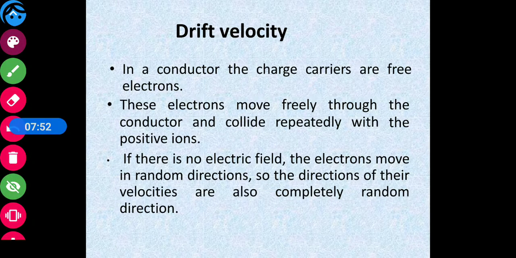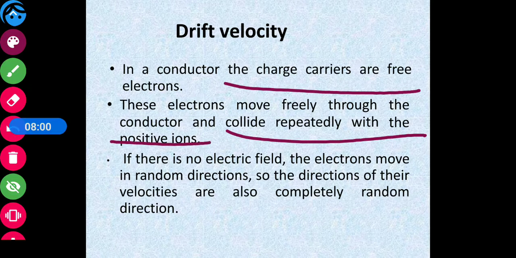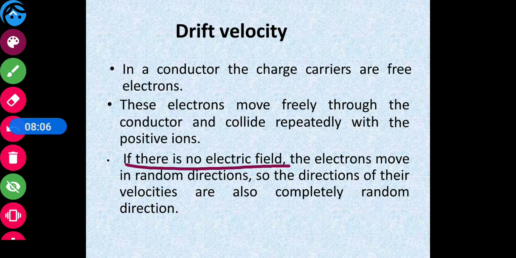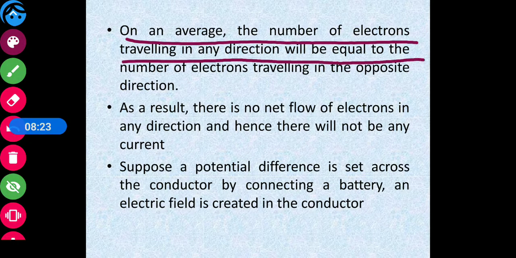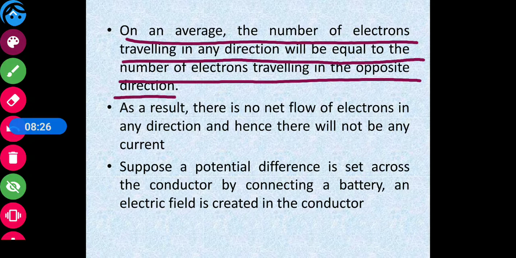Now drift velocity. In a conductor, the charge carriers are the free electrons. These electrons move freely through the conductor and collide repeatedly with the positive ions. If there is no electric field, then electrons move in random directions, and so the directions of their velocities are completely random. When they move randomly in all directions, the average velocity will be 0. On average, the number of electrons traveling in any direction will be equal to the number traveling in the opposite direction. As a result, there is no net flow in any direction.